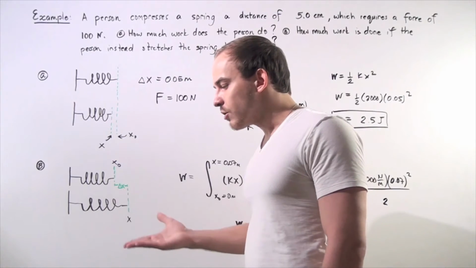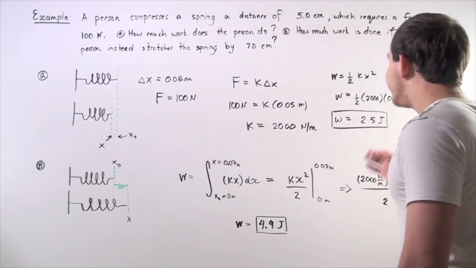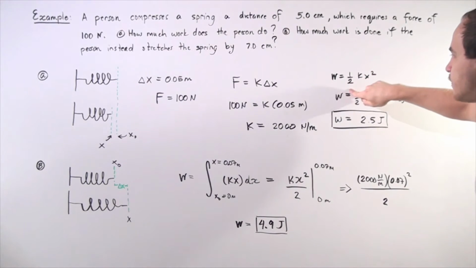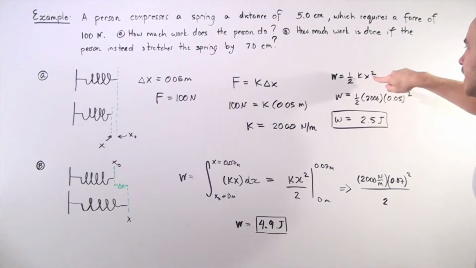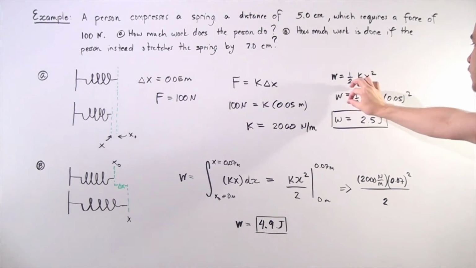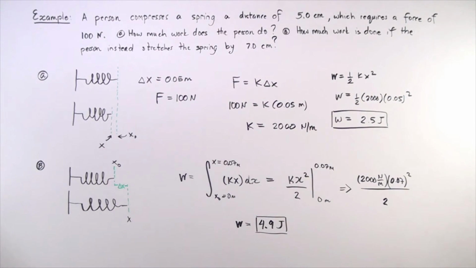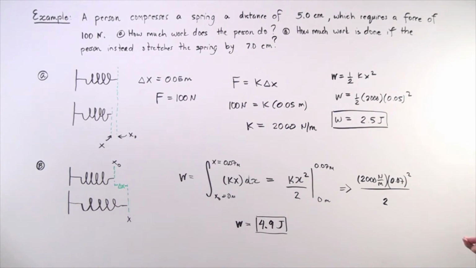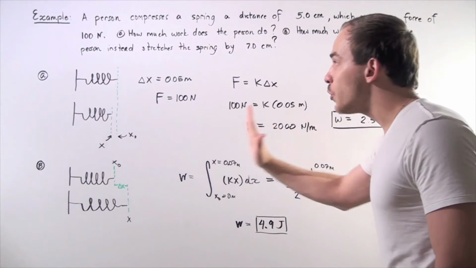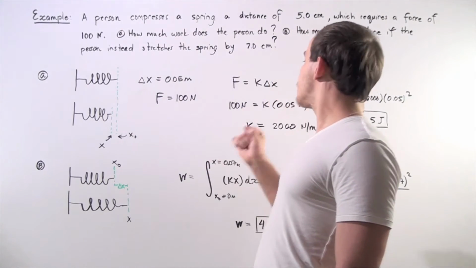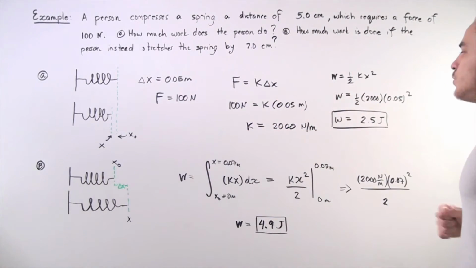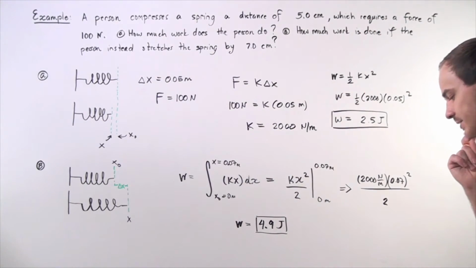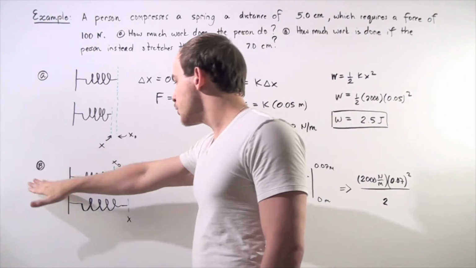So now we use our equation for the work done on our spring, and that equals 1/2 times spring constant times our displacement squared. So we plug in our values and we find that the person requires 2.5 joules of work to compress our spring. That is a spring constant of 2000 newtons per meter, a displacement of 5 centimeters. So let's go to part 2.